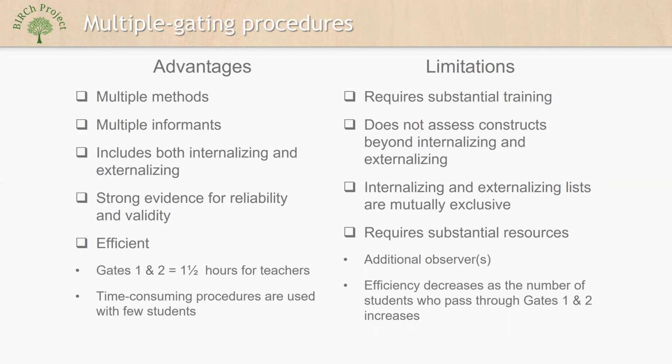So from a teacher's perspective, gates 1 and 2, or phases 1 and 2, can take about an hour and a half per screening period. So that's actually pretty efficient when you compare it to a teacher filling out a 25-item rating scale for 25 students. The most time-consuming procedures, systematic direct observation in the third phase, are used with fewer and fewer students who pass through gates 1 and 2.